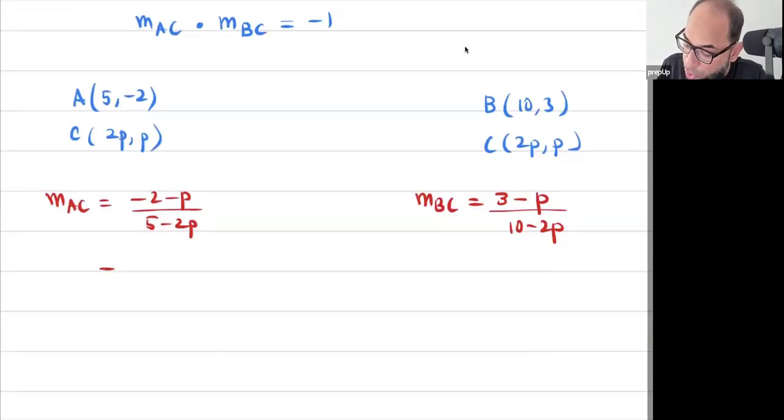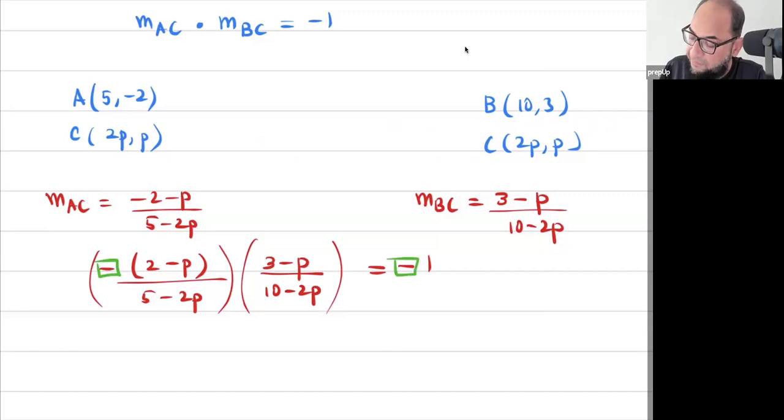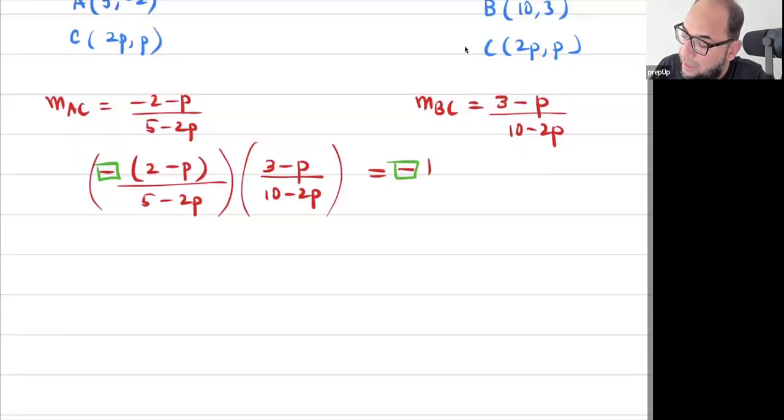So minus common, (2 minus p) divided by (5 minus 2p), multiplying with (3 minus p), (10 minus 2p) is equal to negative 1. Now this negative cancels out with this negative, cross multiply, and it's this basic equation: (2 minus p)(3 minus p), that is 6 minus 5p plus p square.